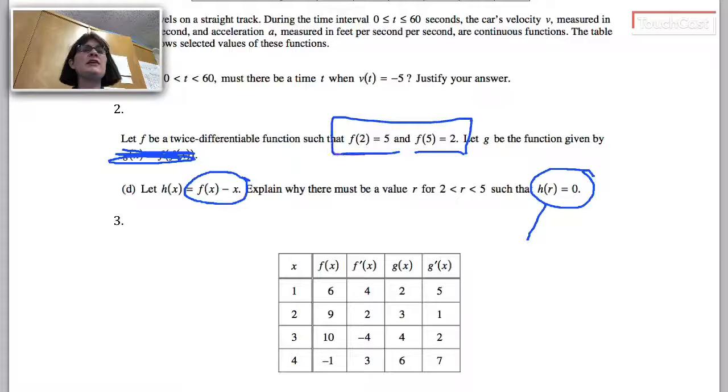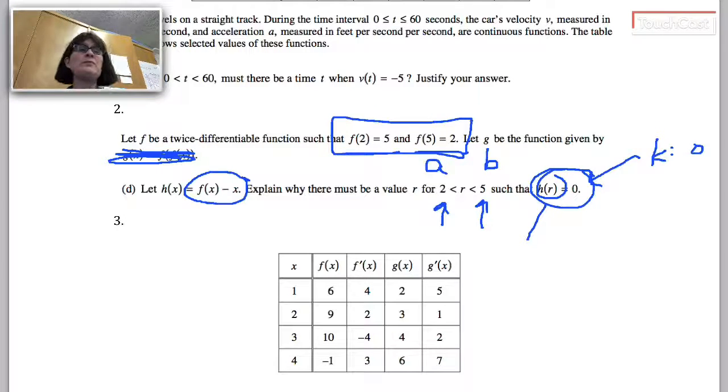The places you're definitely going to want to start investigating, and you're almost certainly going to find the 2 points you need, are the 2 points that you have any information about. So I'm going to figure out h of 2 and h of 5, because this sort of implies that I might have good luck if I let a equal 2 and b equal 5. And notice here's my k equals 0. And what function am I going to apply the intermediate value theorem to? The function that they've asked about is h.